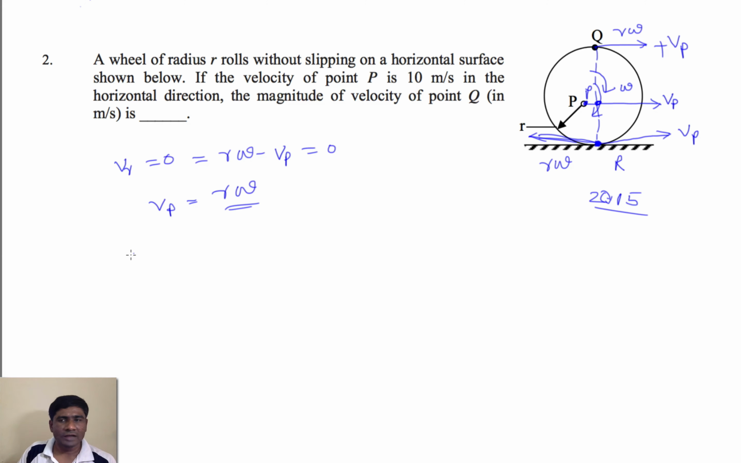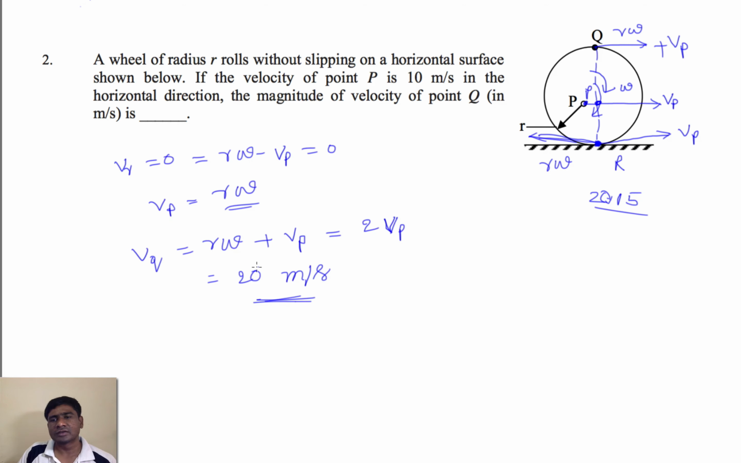But what is the velocity at point Q? That equals r omega plus Vp. But what is the value of Vp? That is r omega. So r omega equals Vp, so it is 2 into Vp. But Vp is given as 10, so this is 20 meters per second. So what is the velocity of the point Q? That is 20 meters per second.